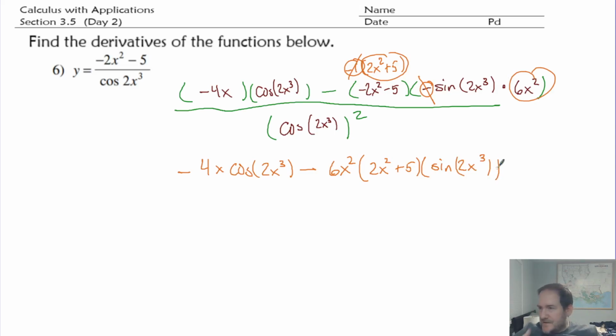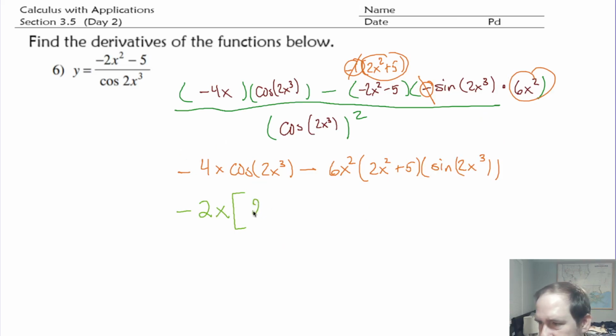Okay, could we clean this up anymore? Again, the only thing I might do is factor out some GCFs. So I see a negative and a negative. I can definitely factor that out. I see a 4 and a 6, so I could factor out a 2. I see an x and an x squared, so I could factor out an x. Anything else coming out? I don't think so. So if I factor out a negative 2x, then I'm left with what?